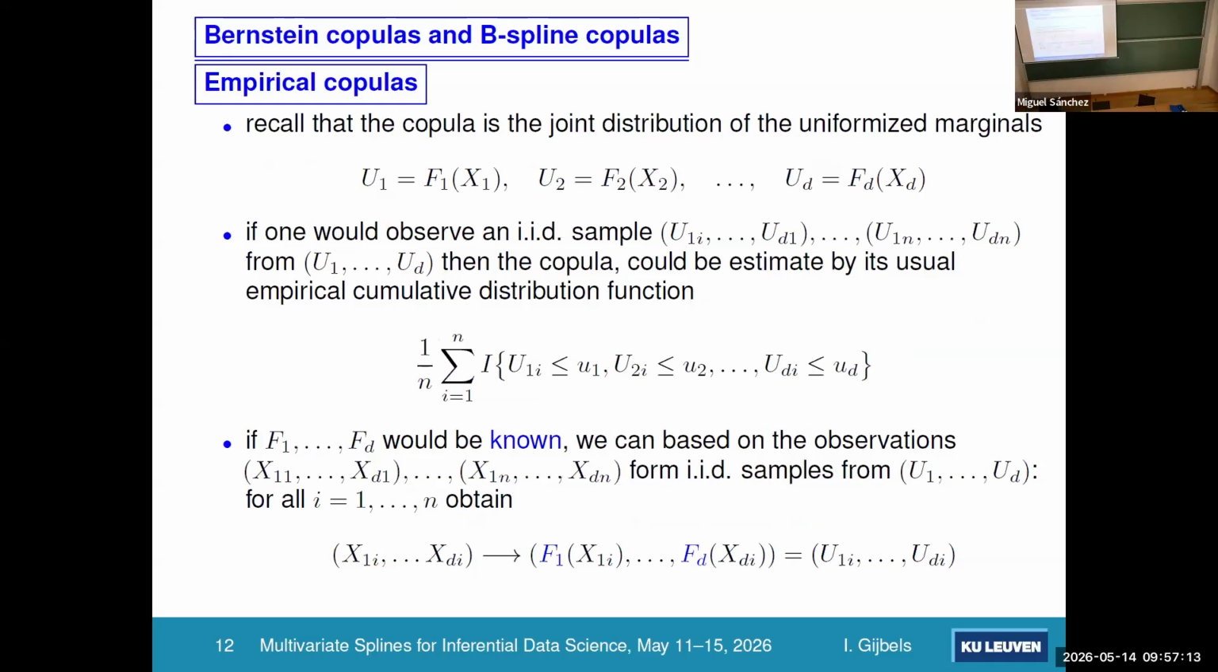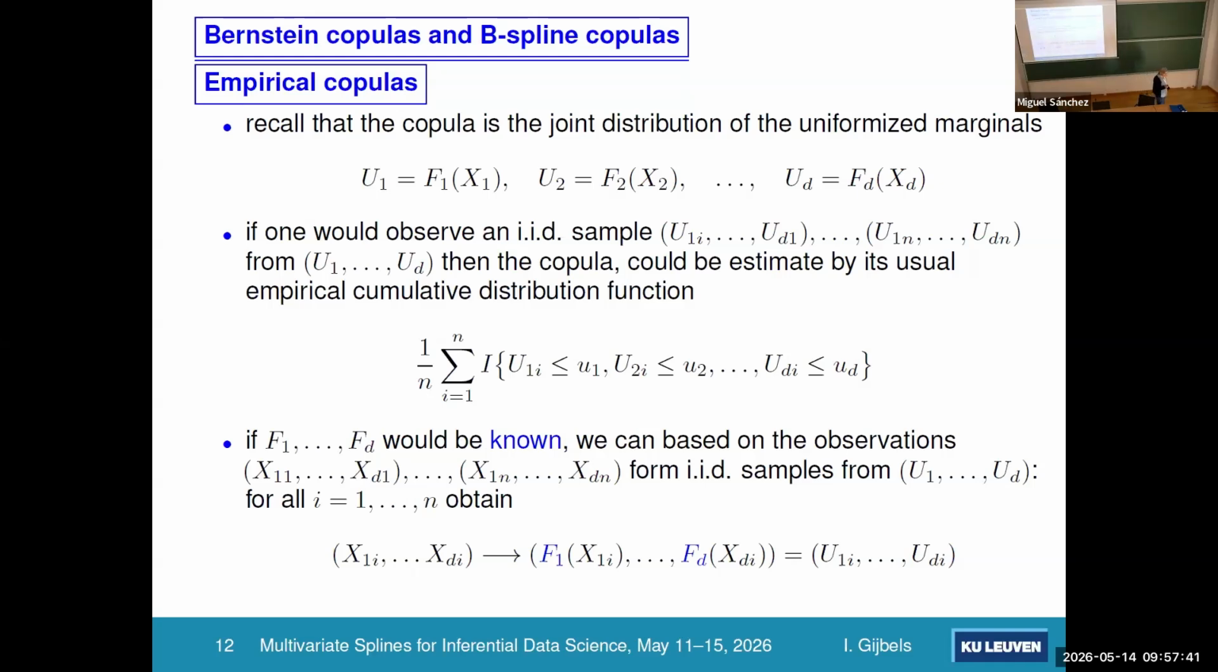Okay, so remember that the copula is nothing else than the joint distribution of these uniformized marginals, right? If I had a sample of these uniformized marginals, then estimating this probability distribution, you can do this with the empirical version, right? So the I is the indicator function. I could do that, and I'm done.